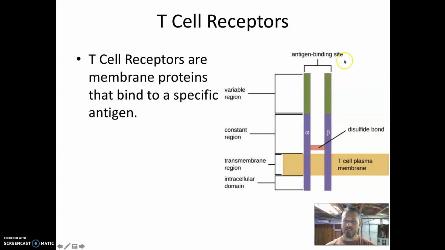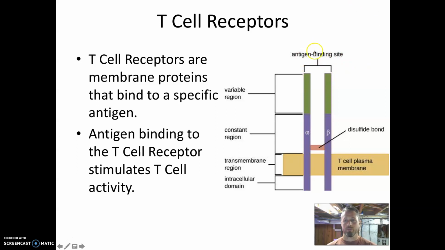So if an antigen sticks here, what happens next? If an antigen binds to that antigen binding site, the T cell receptor stimulates T cell activity. So binding of the antigen to this site sends a signal through the protein into the cytoplasm of the T cell, telling the T cell, hey, you found the antigen. That means you found this dangerous thing, the pathogen. And so you should do something in response.